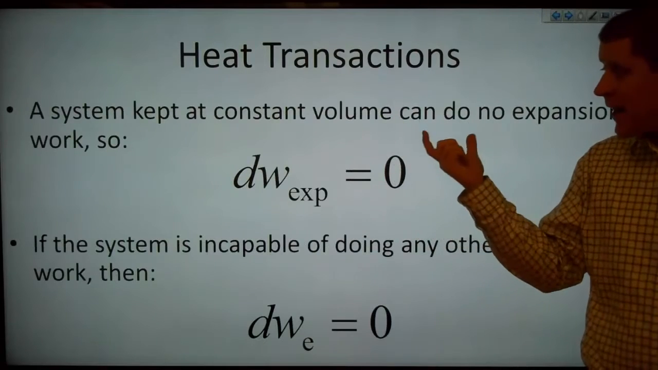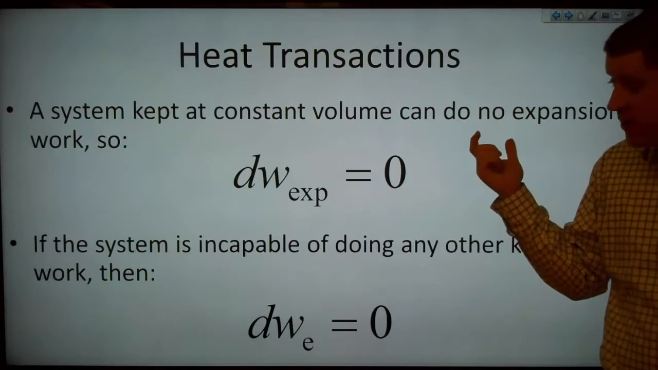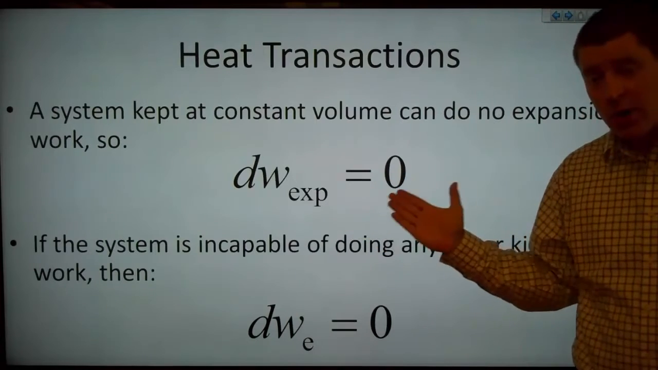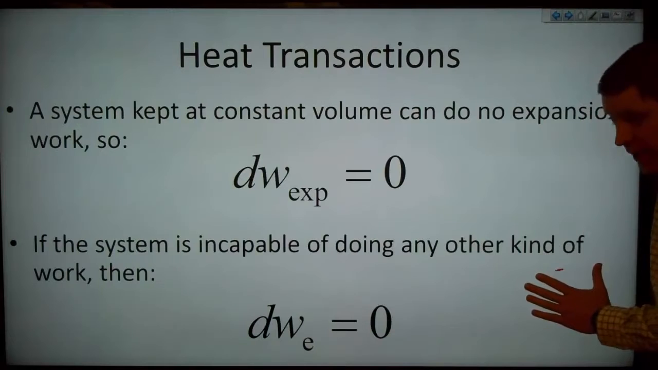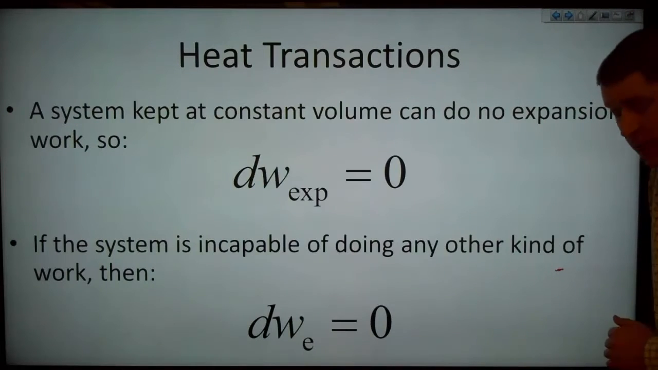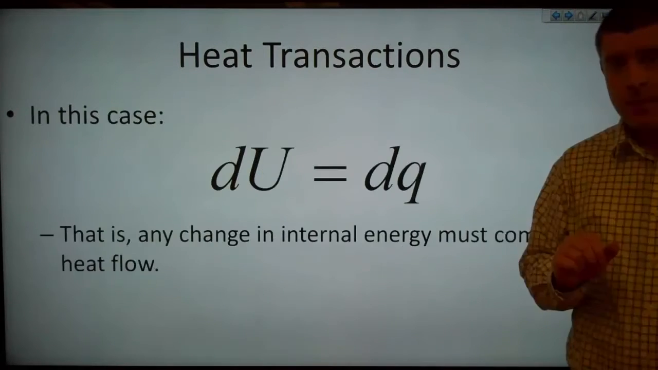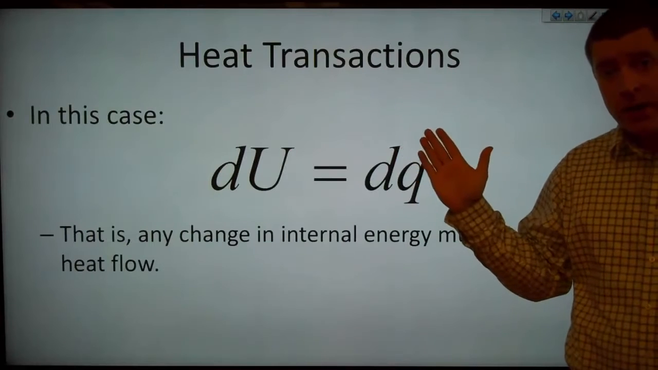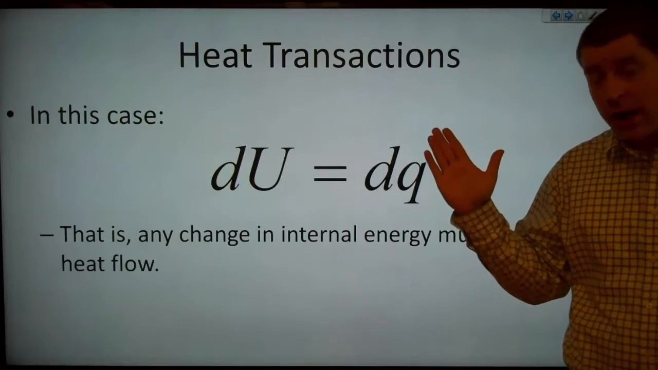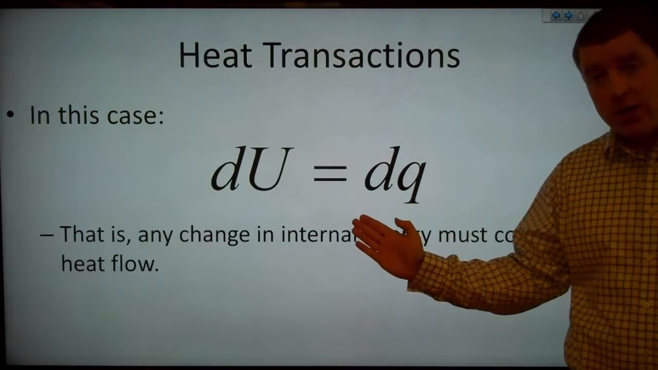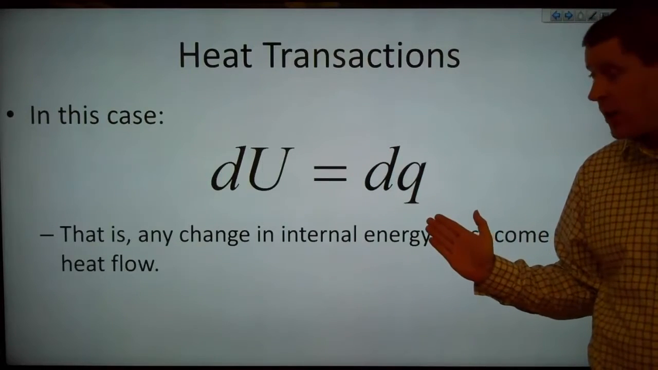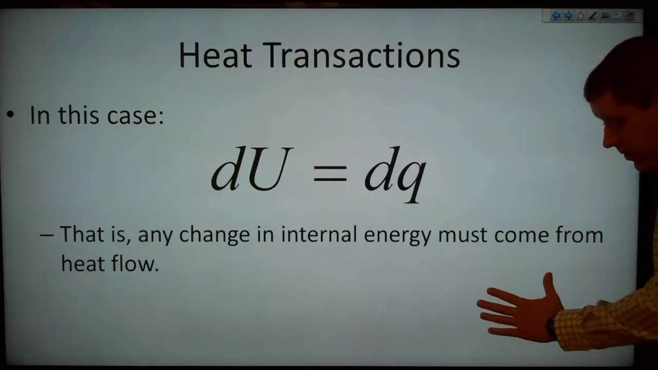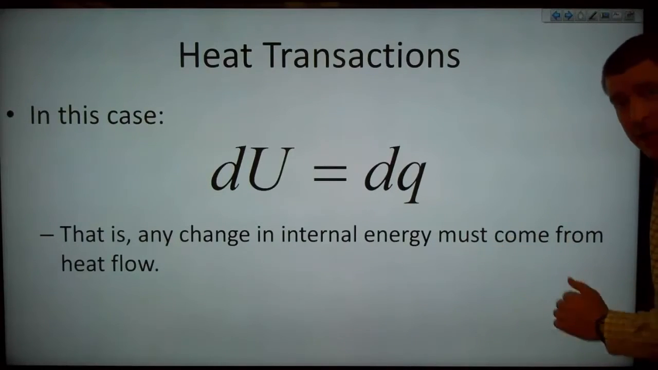A system kept at constant volume can do no expansion work, and that means that the expansion work done is zero. And if the system is incapable of doing any other kind of work, then dwe is also zero. And in this case, where no work is done, either expansion work or extra work, then the change in internal energy, dU, is equal to the heat transferred, dq. That is, any change in internal energy must come from heat flow.